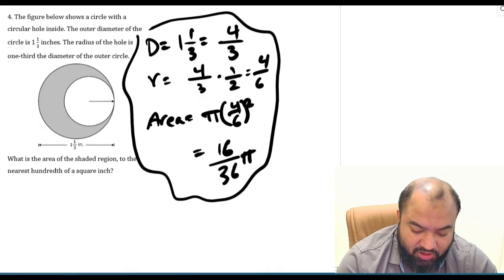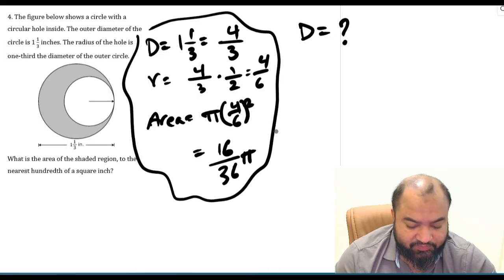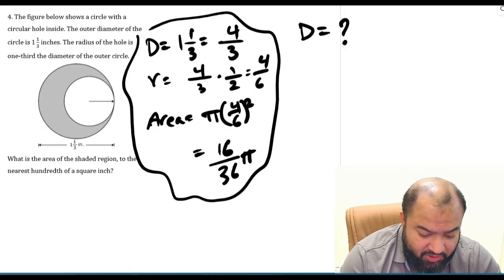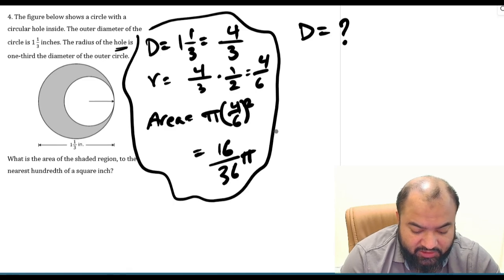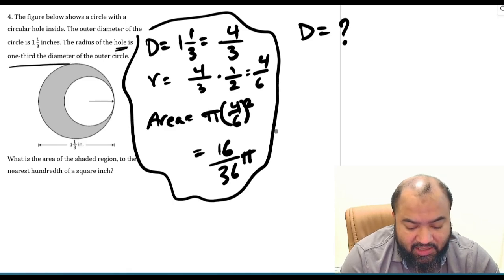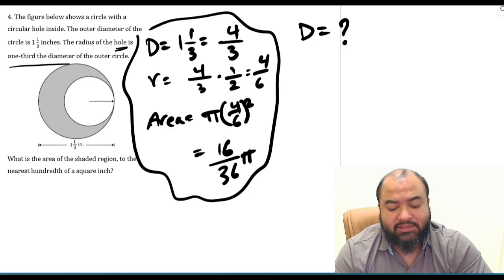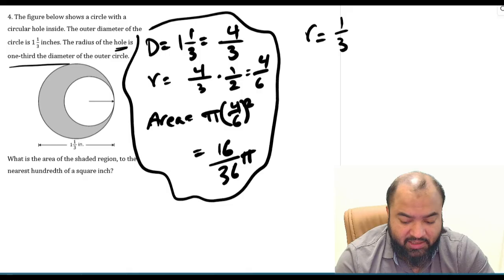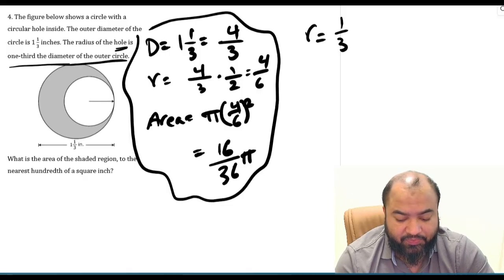Now the smaller circle, we don't know the diameter. So let's see what they said about it. The outer of the circle is 1 1/3 inches. The radius of the hole, the inside hole, is 1/3 the diameter. So we don't know the diameter, but we know the radius. That's 1/3 the diameter of the big circle. What is the diameter of the big circle?